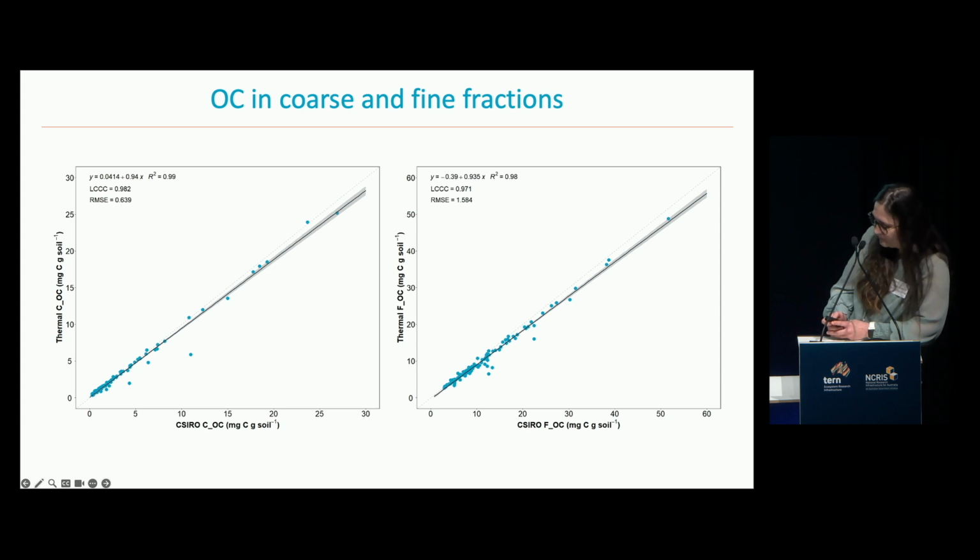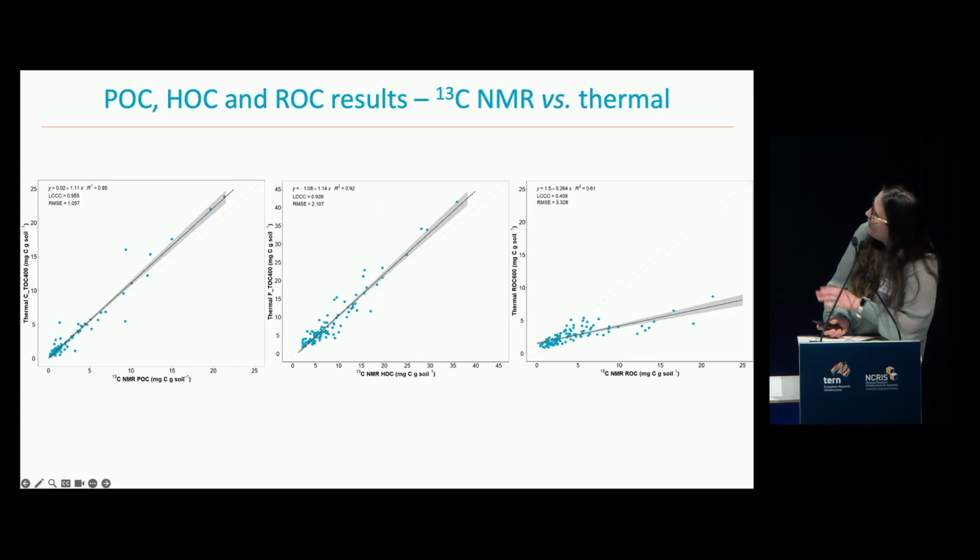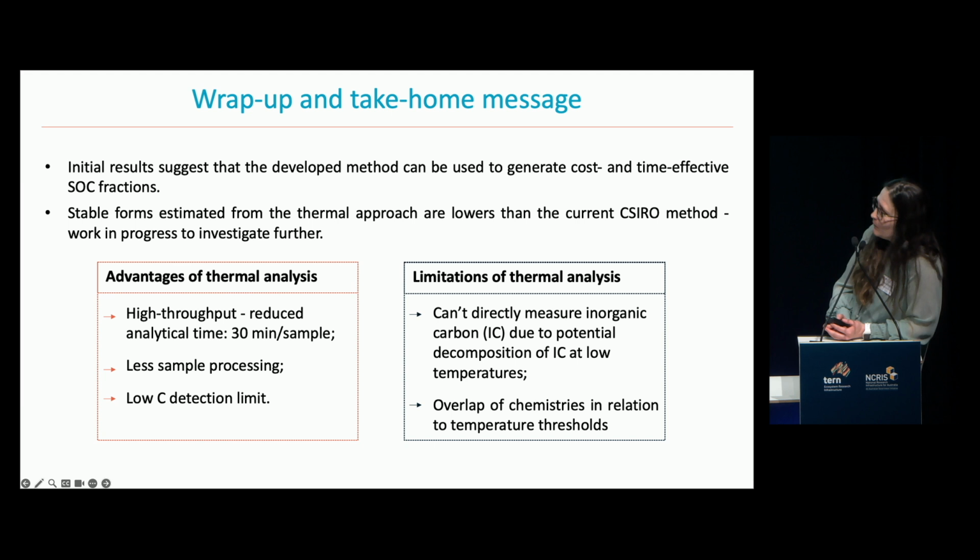And here we have, from left to right, the comparison for the POC, HOC, and ROC fractions. POC and HOC look pretty good. With the ROC, it gets a bit messy, as you can see also from the R-squared and the other model performance indices. So what this means is that the initial results suggest the developed method can be used to generate cost and time effective fractions.